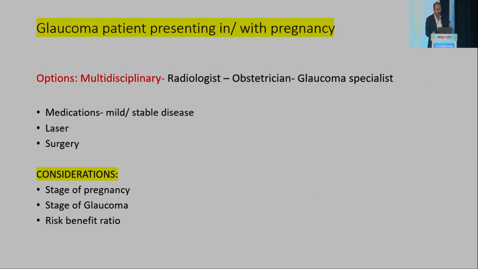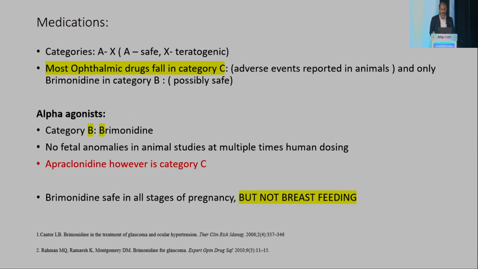Now, when the patient presents with pregnancy is the major challenge, and our option is usually a multidisciplinary approach between the radiologist, obstetrician, and glaucoma specialist. The medications, laser, and surgery are the options, as we all know and have seen. The considerations are stage of pregnancy, stage of glaucoma, and risk-benefit ratio. Needless to say, malformation scans when the patient presents to you in early first trimester are very, very important for the further counseling of such patients.